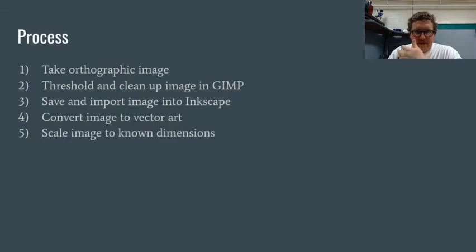I'll just cover this real quick. Basically what you do is you take a picture, you clean it up in GIMP, you import it into Inkscape and convert it to a vector, and then you scale that vector to some known dimensions that you can pull off of that. And that should essentially give you a one-to-one scale model of what you're trying to photograph.